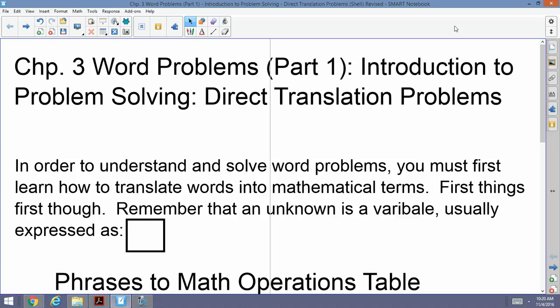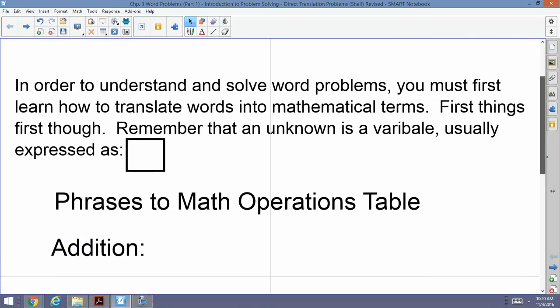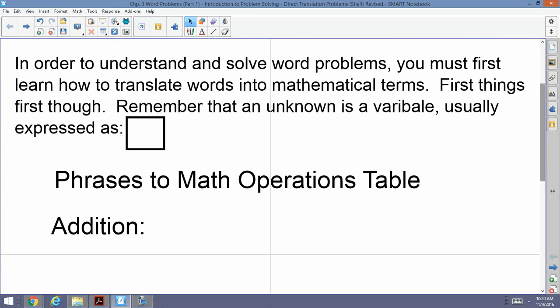Now, you've already been exposed to some word problems involving direct translation, and those were in the form of percents. If you remember, what percent of a number is 56? You had to know how to convert the word of to multiply, is to equals, and set up the equation. So you've already started working with equations. But in order to understand and work with word problems, you must first learn how to translate words into mathematical terms. First things first, remember that an unknown is a variable, and usually it is expressed as x.